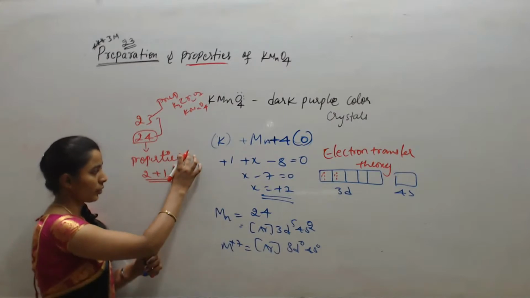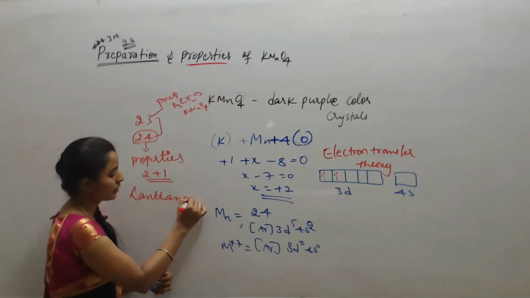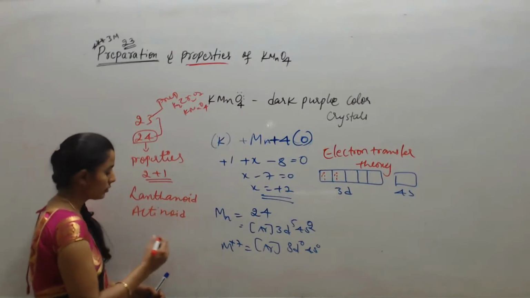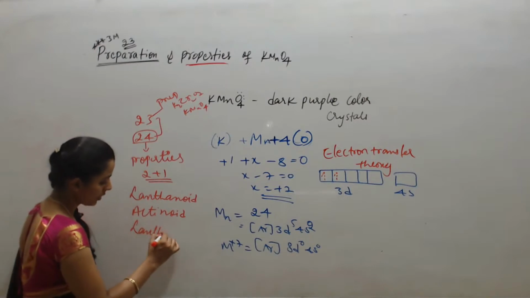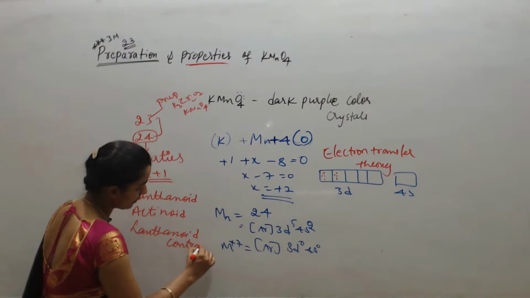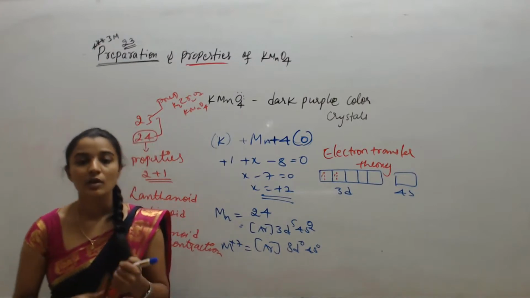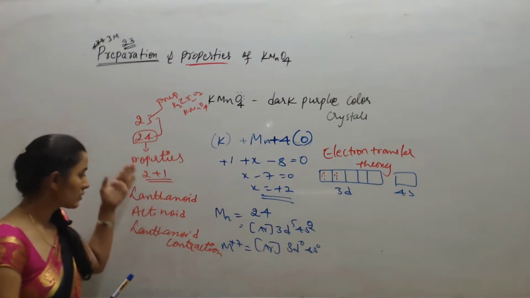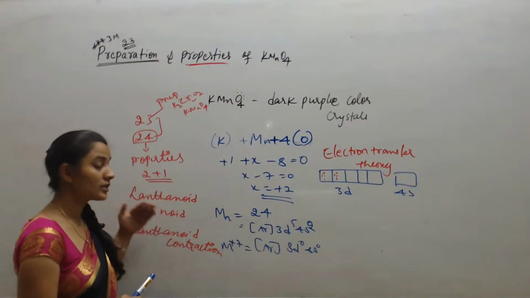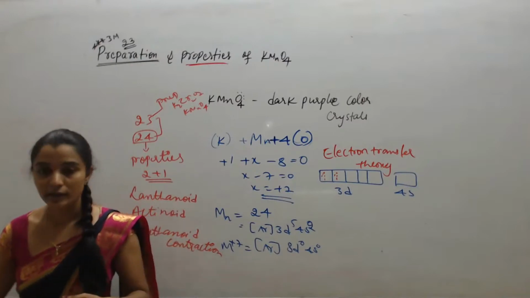Here the 2 marks are on the properties, and also what lanthanides and actinides are, the difference between lanthanide and actinide, and also lanthanide contraction. These are important for 3 marks. So in the next class, I am going to tell you about the F block elements, explaining the difference between lanthanides and actinides, lanthanide contraction, and how they react. I will explain all these things in the next class. Thank you.